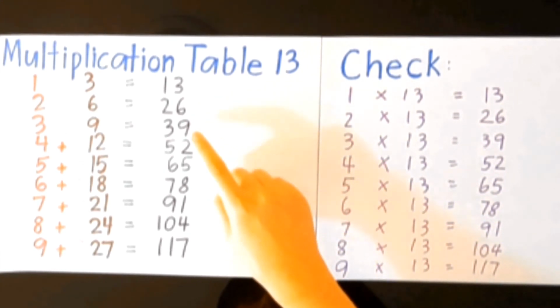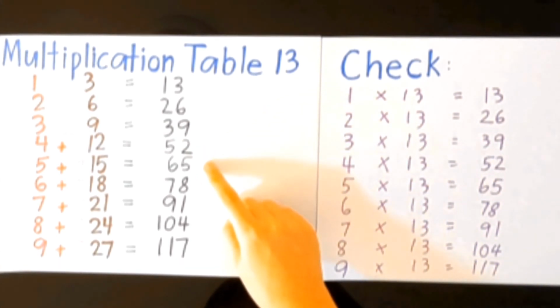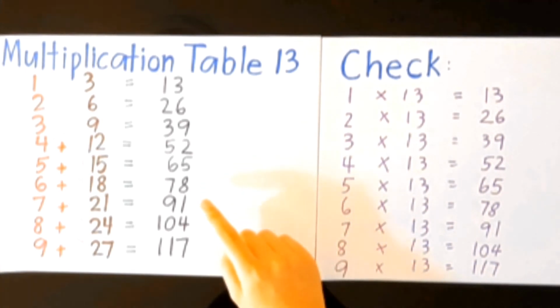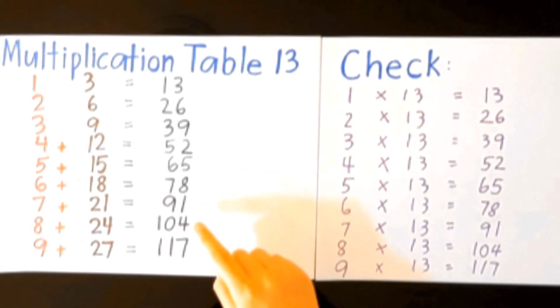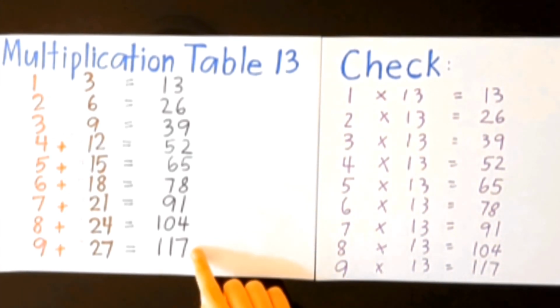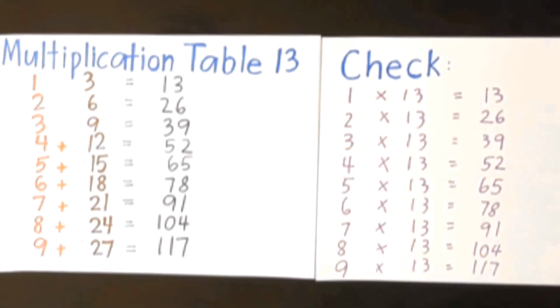Now to compare, 1 times 13 is 13, 2 times 13 is 26, 3 times 13 is 39, 4 times 13 is 52, 5 times 13 is 65, 6 times 13 is 78, 7 times 13 is 91. 8 times 13 is 104. And of course, 9 times 13 is 117. It's all correct. I hope you got it.